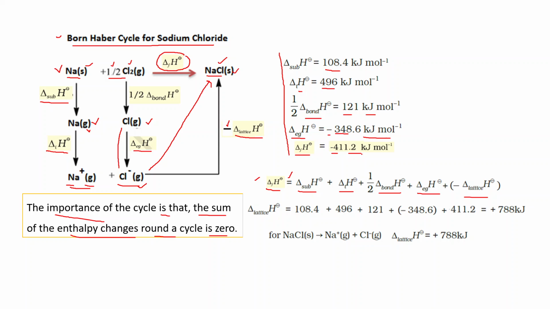Put in all these values and we can find the lattice enthalpy, which will be equal to 788 kilojoule. That's why we can say for NaCl solid, when it dissociates into Na plus gas and Cl minus gas, for 1 mole, the lattice enthalpy is 788 kilojoule.